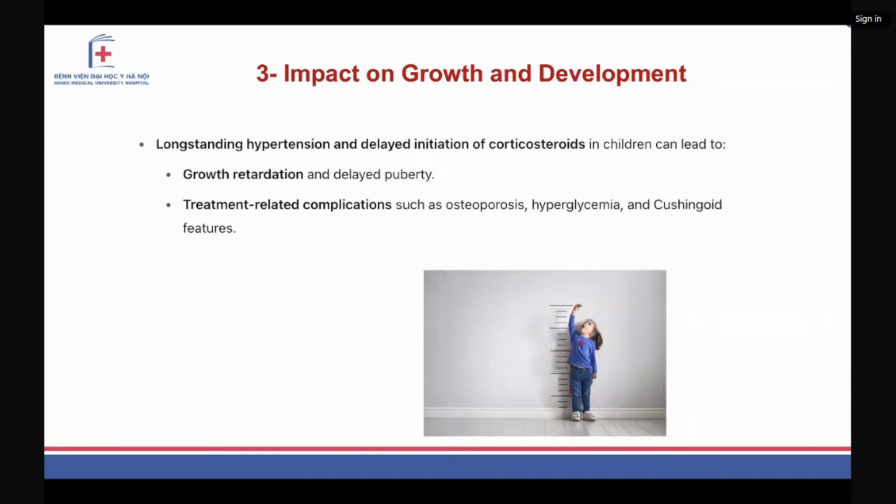Another important reason for early diagnosis of Takayasu arteritis in children is its impact on growth and development. When hypertension remains uncontrolled for a long time, or when the initiation of corticosteroid treatment is delayed, children may suffer from growth retardation and delay.